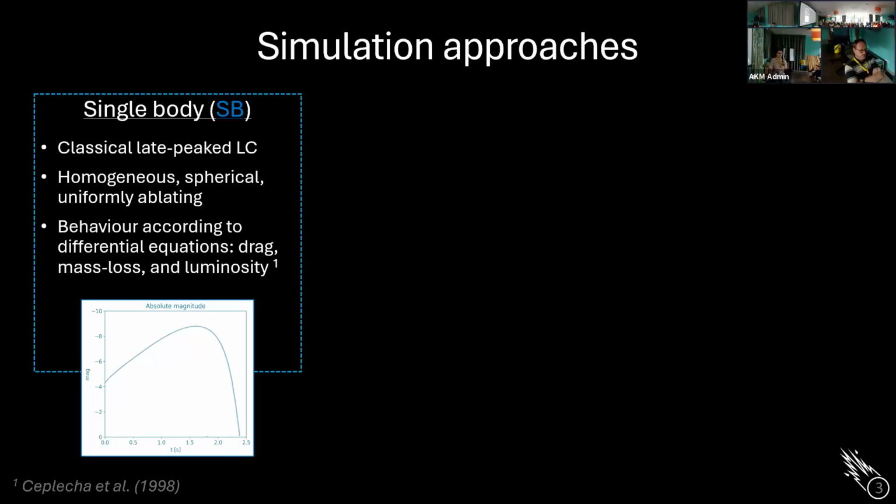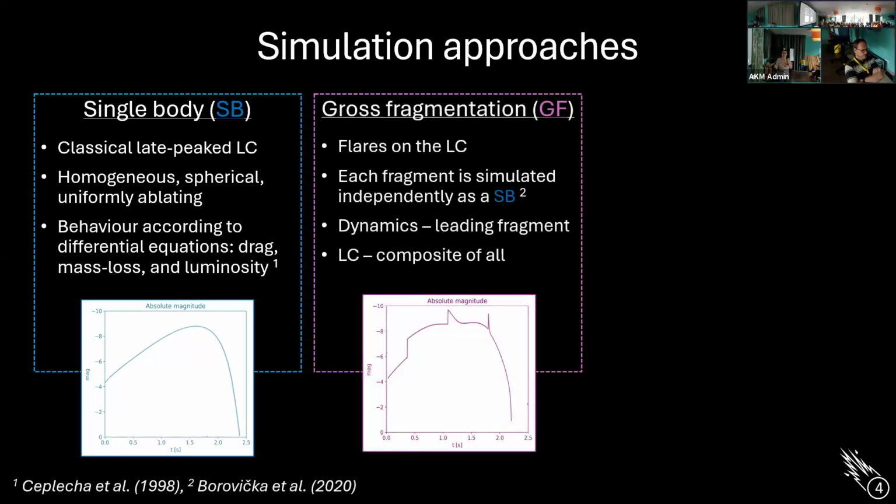And what we do in our approach is mostly include gross fragmentation, which means that at some points that we decide manually, we generate fragments, and those are treated as another single bodies. And in the end, their luminosity is summed up, and a resulting light curve looks something like this. So we have flares, which their shape depends on the properties of the fragments, their amount, and so on.